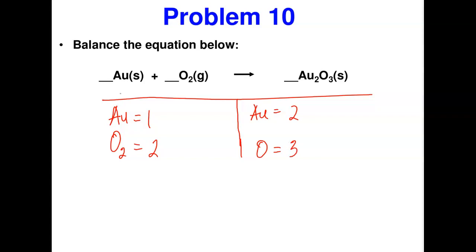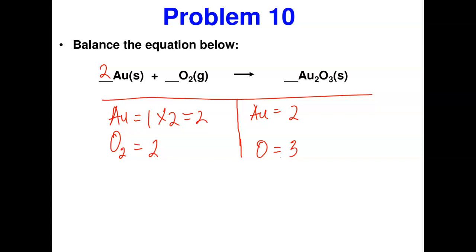So I'm going to balance my gold. There is 2 gold here. I'm going to multiply this by 2. That means add 2 here. My gold is now 2. Balanced. That's what it means. But my oxygen is 2 and 3 here.